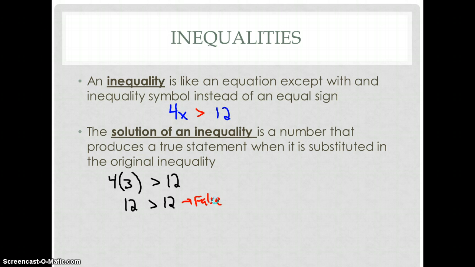Let's check another number. Let's try 4 times 5. Let's try x equals 5. See if that's greater than 12. 4 times 5 is 20. 20 is greater than 12. Okay? So 5 would be a solution. And you'll come to find that there's going to be a ton of solutions for an inequality. Most of them have infinite solutions.